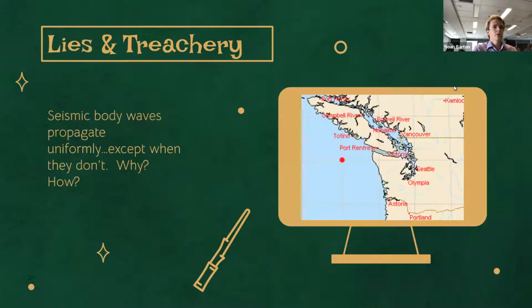Basically the premise of this whole project is that we like to model seismic body waves, P and S waves, as things that expand uniformly radially outward, as we can see in this GIF over here. But that's not really true in real life. There are a lot of different things that change the velocity of seismic body waves, and we wanted to look into that. There are a lot of applications for this.